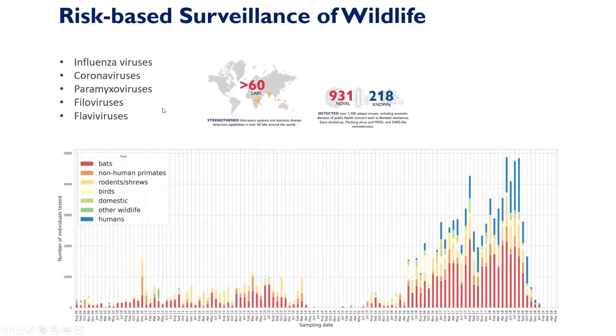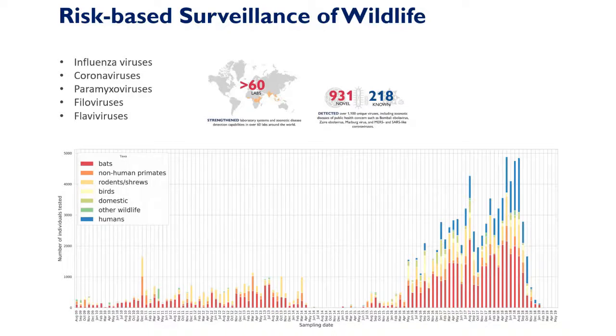So we collected these animal samples and tested them for detection of new viruses. During these 10 years, we actually detected more than 900 new viruses that we have detected for the first time in the history of humankind. So that is a great addition to our understanding of the whole viral diversity these species can harbor.